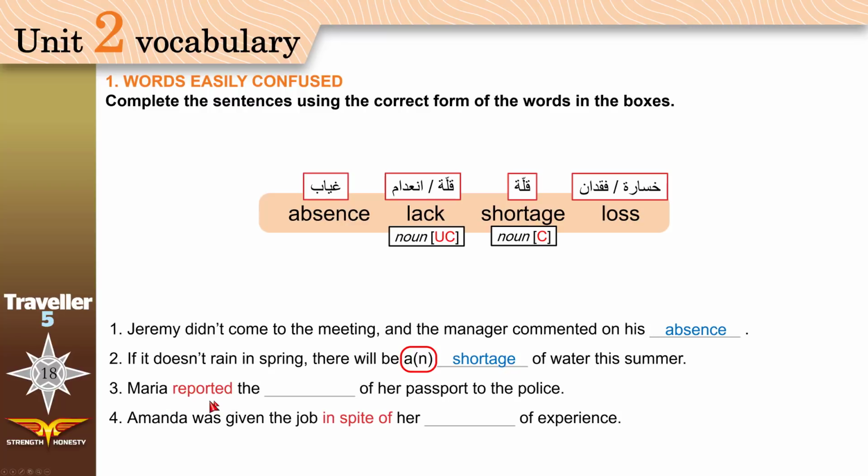Maria reported the loss of her passport to the police. When you report, you give information. Amanda was given the job in spite of, even though she doesn't have enough experience. Lack of experience.